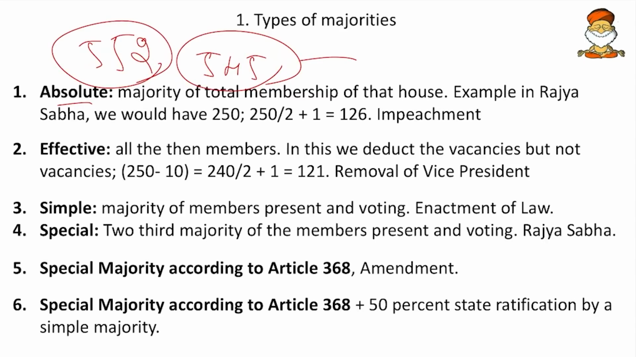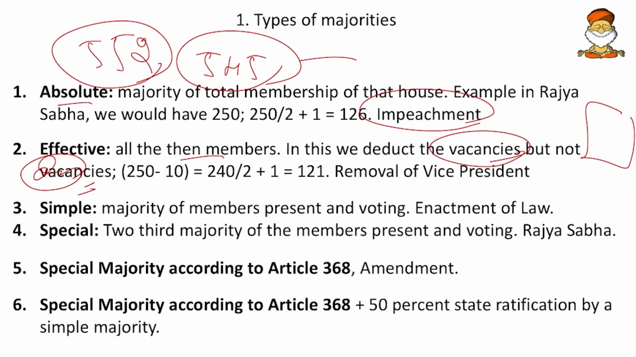And during the impeachment of president, such majority is being used, that is 2/3 of the total membership. And then we have effective majority. So here all the then members, that is inside the house. Whoever are members at that point of time, that is the number which is used. And here the vacancies are deducted, but the absents are not deducted.